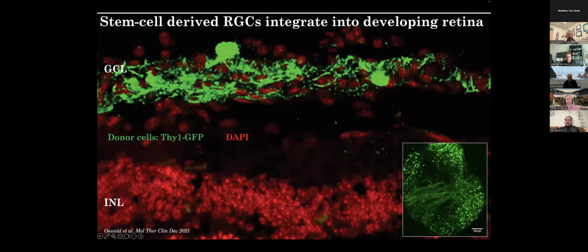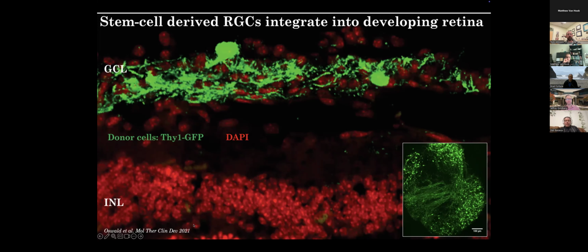To make an argument that developing retina is a good microenvironment, if we deliver stem cell derived RGCs, in this study done by Julia Oswald in the group, these were mouse-to-mouse transplants. So mouse stem cell-derived RGCs differentiated in an organoid system were delivered into the developing eye. We can see a pretty nice integration here, donor cells in green, but that does not happen when we deliver stem cell-derived RGCs into the adult eye.